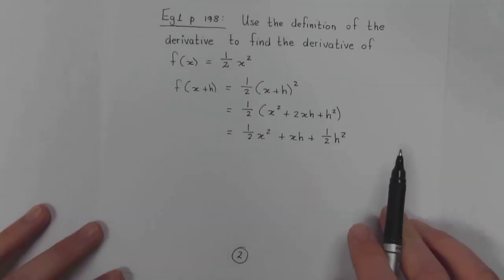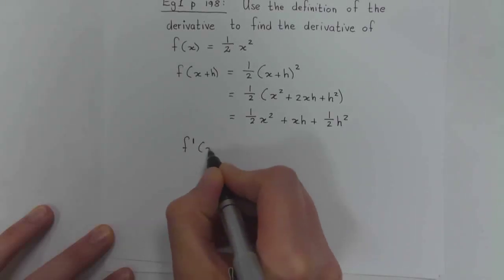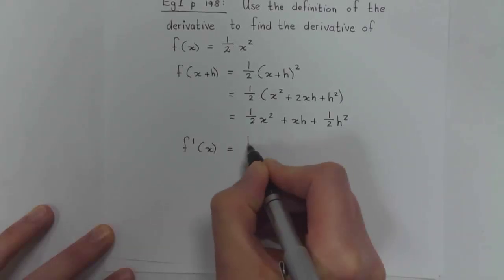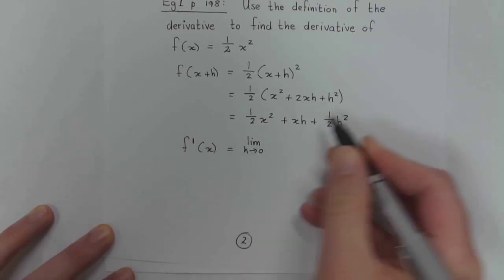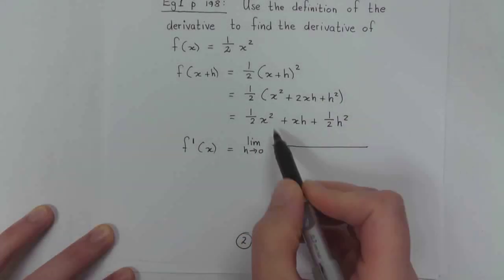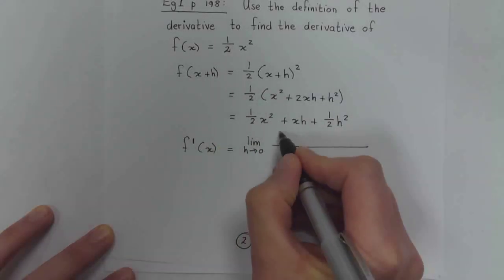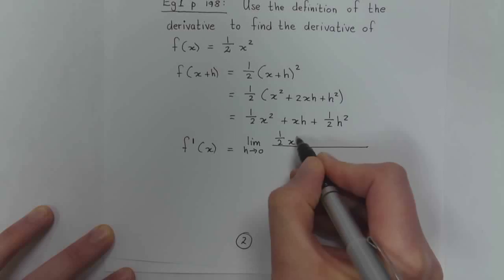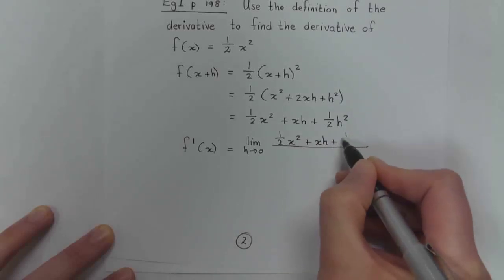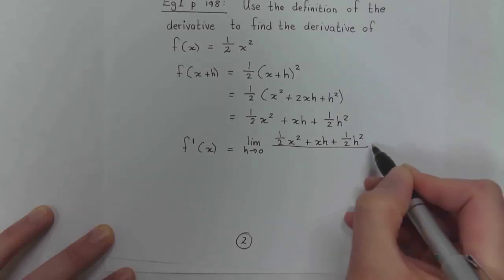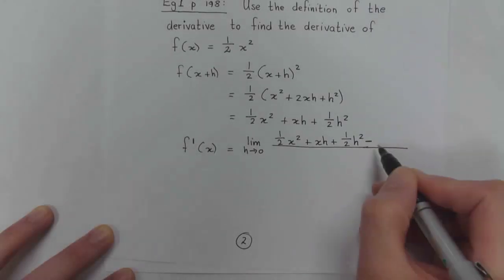So according to the formula, it says the derivative or first derivative of f(x) is equal to the limit of h tending towards 0 of f of x plus h, which is this one that I've just calculated and simplified. So it's half x squared plus xh plus a half h squared minus, and now this people is going to become really important, not for this one, but later.